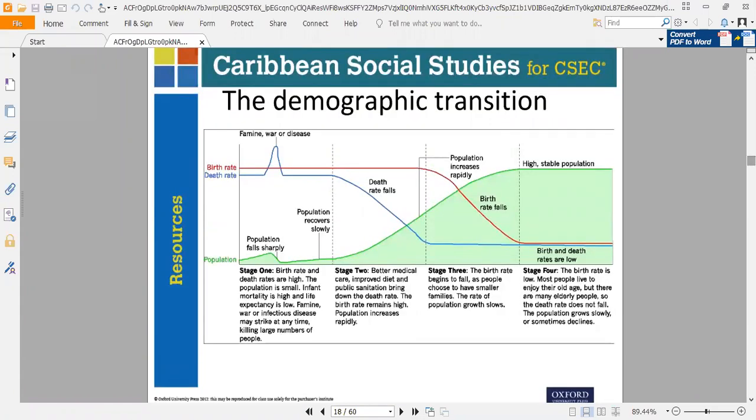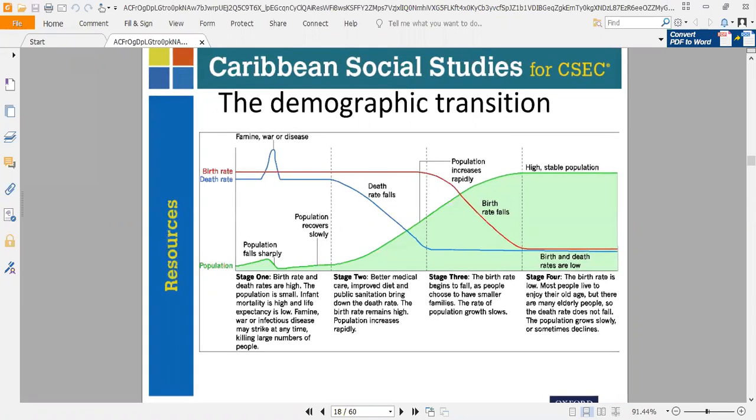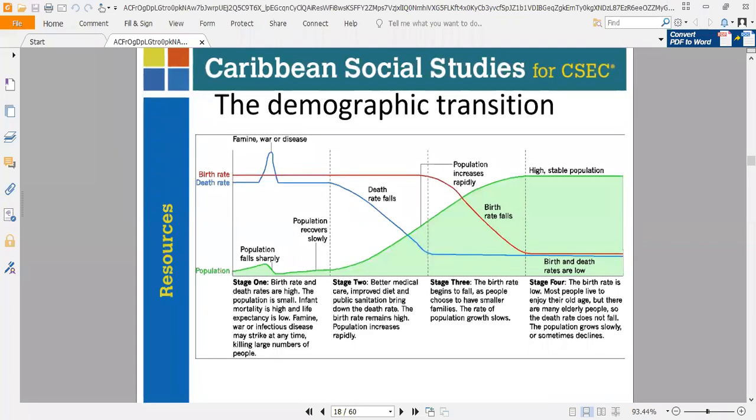All right, so the demographic transition. Now, stage one, birth rate and death rates are high. So that's stage one when we're looking at the population. The population is small, infant mortality rate is high, and life expectancy is low. Famine, war, or infectious disease may strike at any time, killing large numbers of the population.